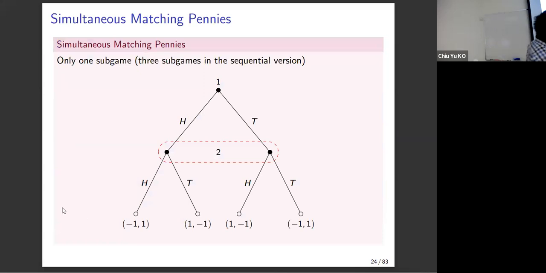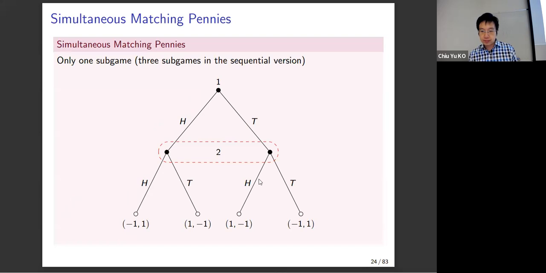This is what we call the simultaneous move game, matching pennies. The only difference is that I draw an information set here. Why? It means that player 2 doesn't know whether player 1 chose H or T. He just knows that something has happened up to here. And that means when we talk about subgames, we cannot cut this out. Why? Because this is not a game, because player 2 doesn't know where he is. So as long as you can solve, all the games will be solved the same. There's nothing new there.